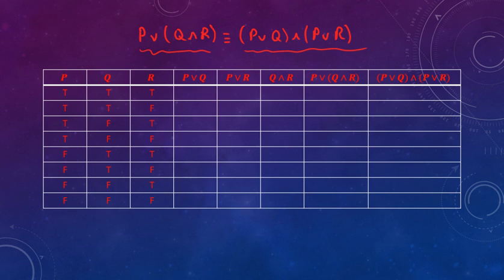We have the disjunction P or Q showing up. I think at this point it's pretty straightforward to figure out what the values will be going down the fourth column here. True or a true gives me a true. True or a true gives me a true. True or a false gives me a true. True or a false gives me a true. And then we can see pretty easily that the rest of this will go T, T, F, F. So that's our fourth column.